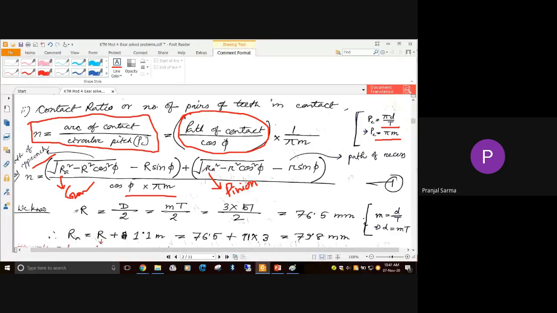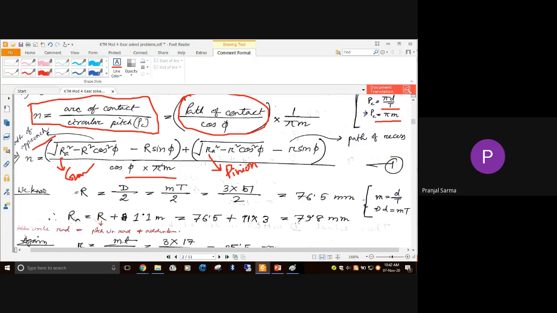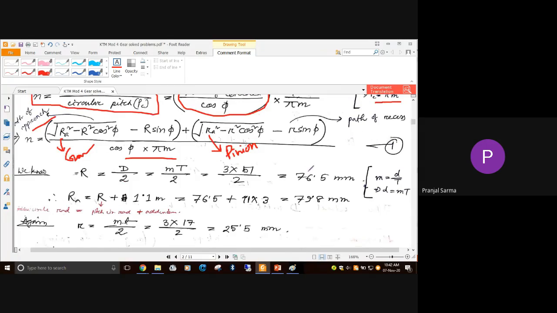Path of approach plus path of recess gives you the path of contact divided by cos phi into pi m. Now what are the unknowns here? We don't know the addendum circle radius, it is not given in the question. Similarly, the pitch circle radius is not given, and similar is the case for the pinion. For both the gear and pinion these are not given. Phi is given as 20 degrees, so no problem. But we have been given the module.